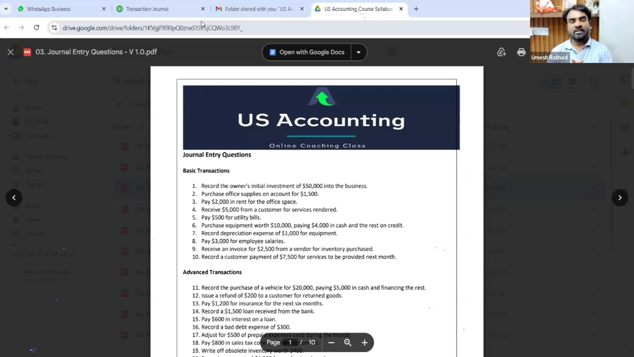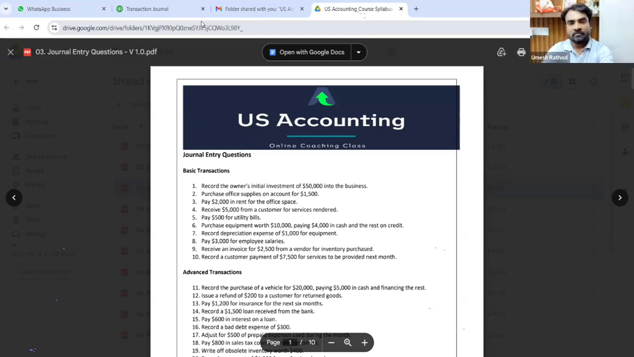Okay, so let's go with the next transaction. Record a customer payment of $7,500 for a service to be provided next month. So this is your advance payment. You have received 7,500. How are you going to record it? You have received 7,500 in your bank account, so your bank account, that means your current assets, increase. So bank account debit. And you have received money from the customer as an advance, so accounts receivable credit.